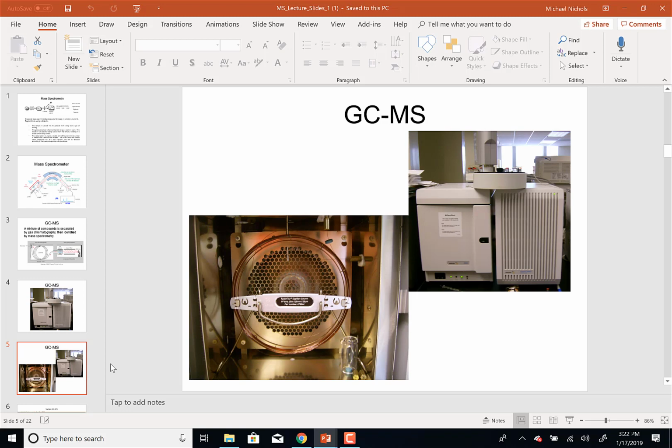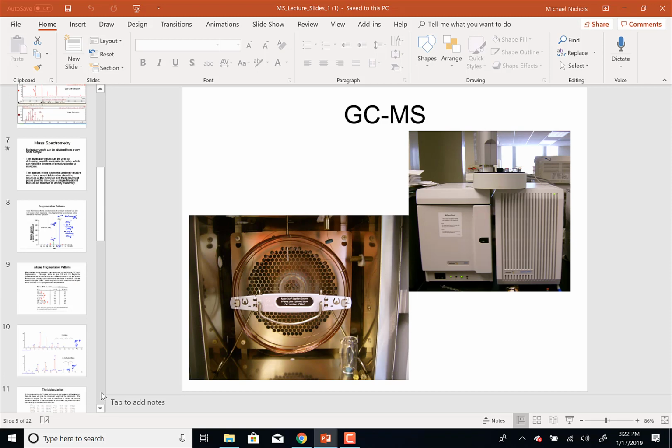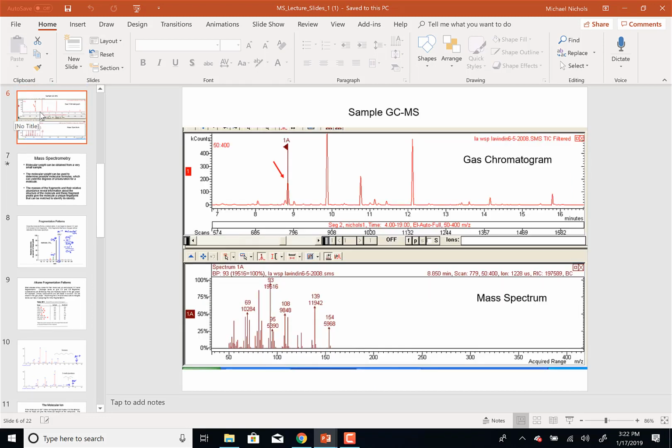So that's one of the powerful methods: now I can look at the identity of every molecule in my mixture. So when you run a GC mass spec on anything, you'll get a gas chromatograph part, and then you'll get a mass spectrum of each of those peaks.